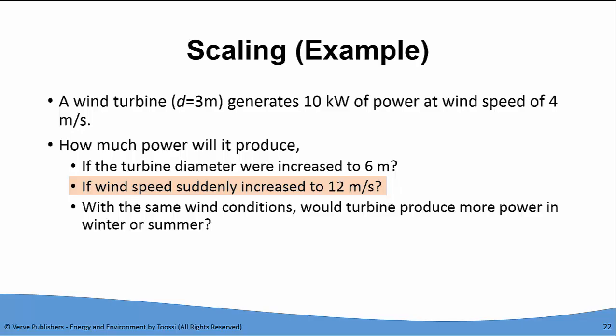In the same way, if we double the turbine diameter from 3 meters to 6 meters, then the area would be 4 times bigger and the power would be 4 times as much. So if it produces 10 kilowatts at 3 meters, it will produce 40 kilowatts at 6 meter diameter.